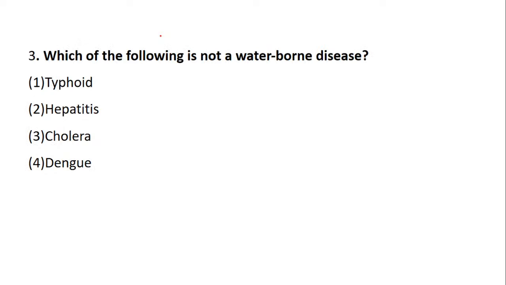So you have to be careful, it is very easy, just read it properly. Which of the following is not a waterborne disease? So they have given the list of diseases: typhoid, hepatitis, cholera and dengue. So they are asking you which of the given below. Now it is very easy. Take your time and come to the answer. Don't rush. So which of the given list is not a waterborne disease?